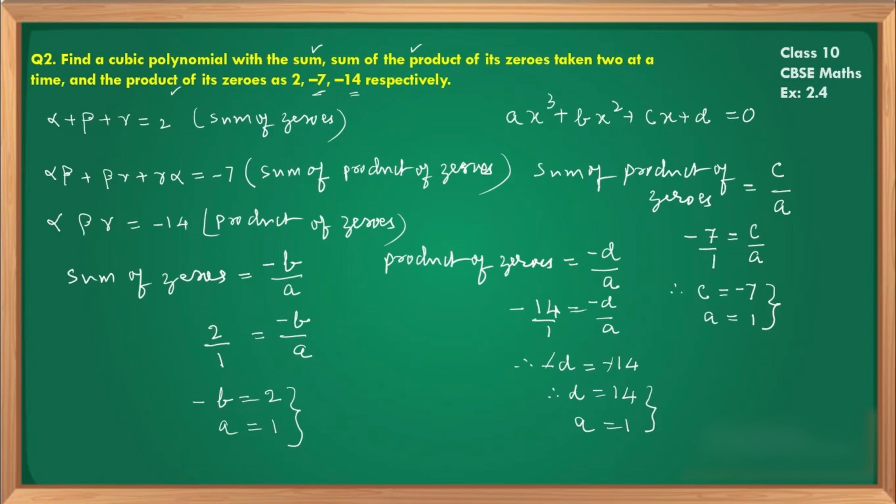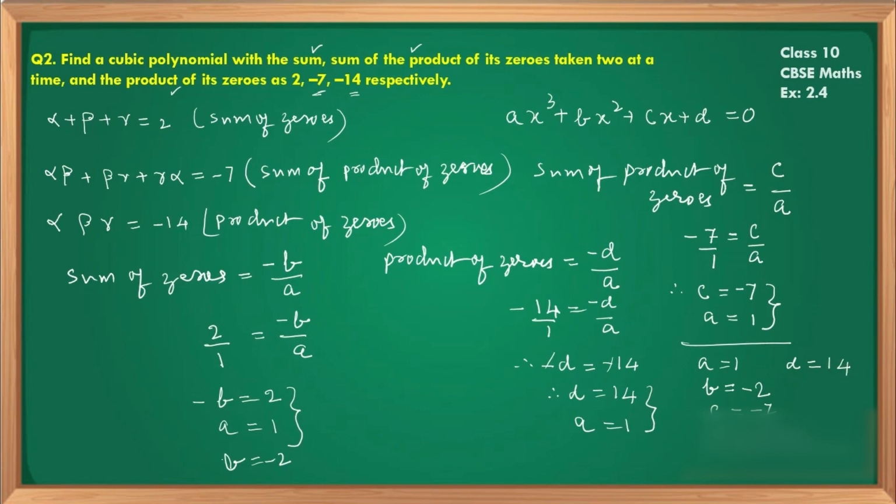So now we write down separately the values of a, b, c and d. Here a is equal to 1, b is equal to minus 2. You can transfer the minus sign to the RHS, so it becomes minus 2. So you can write down here b equals minus 2, and c. Where is c? Here. C is minus 7, and d is equal to 14.